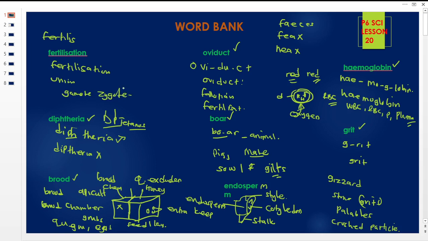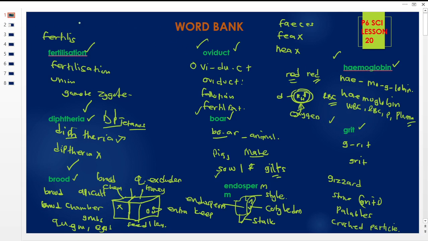So my dear learner, today's words are fertilization, diphtheria, brood, oviduct, bore, endosperm, and we have the hemoglobin plus the grades. Please write these words in your exercise book in very good handwriting.